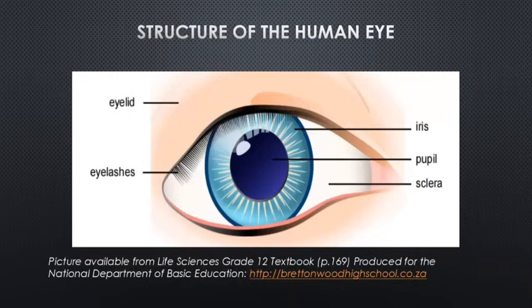And then we have the whitish part of your eye, the one that you see when you look at someone's eye, which is what we call the sclera. These are the most important parts that you're supposed to know. And of course, your eyelid and your eyelashes, I believe you know.